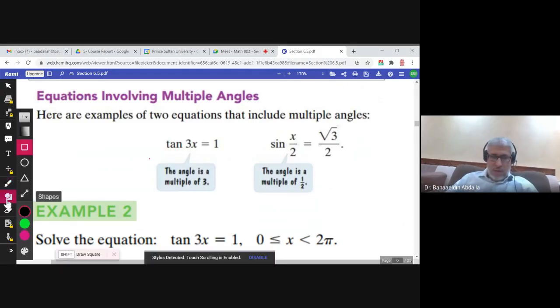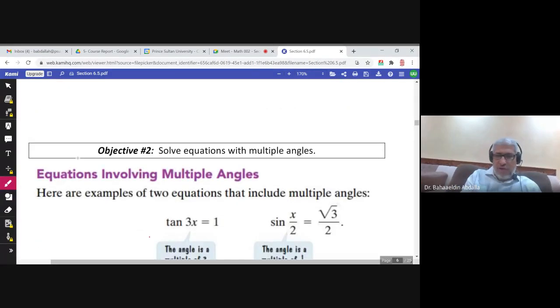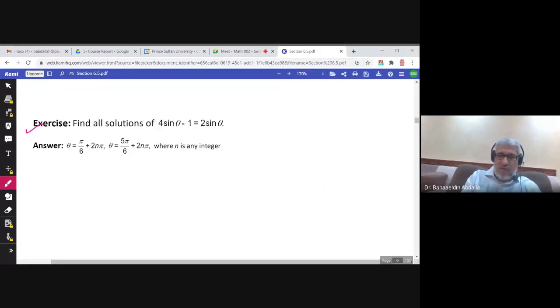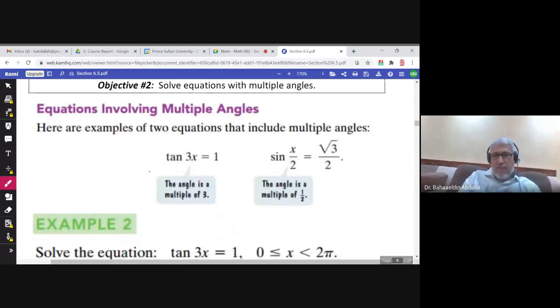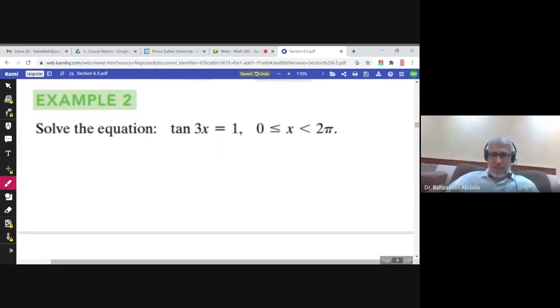And we are in section 6.5, and we finished the first objective, which is solving equations with one trigonometric function. And now we will solve equations with multiple angles. By multiple angles, we mean 3x, multiple of 3, x over 2, multiple of half, 2x, x over 3, 4x. So the angle is not x, it is a number times x. Let us see how to solve such exercises, such examples.